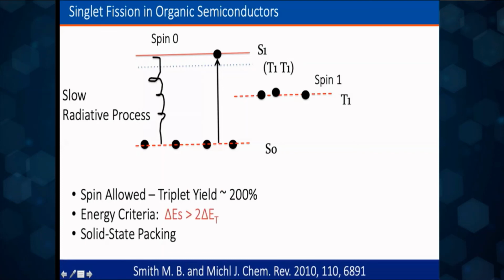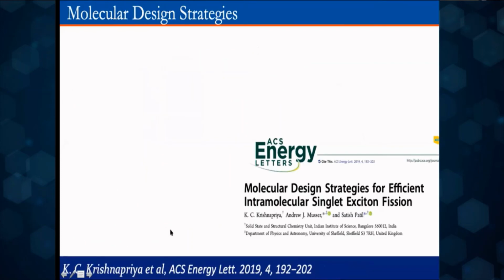So this process is again spin allowed. You can get 200% quantum yield, but you have to meet several criteria. One of the important criteria is the energy criteria. As I talked about exchange energy in the beginning, solid state packing also plays a very important role. Recently we wrote a perspective for ACS Energy Letters, where we talk about the molecular design strategies to meet the energy criteria in singlet fission.